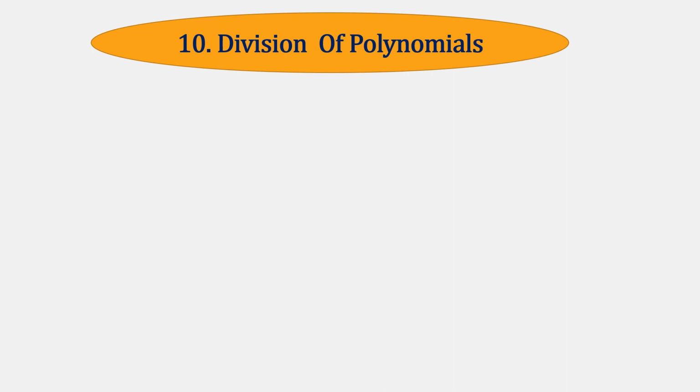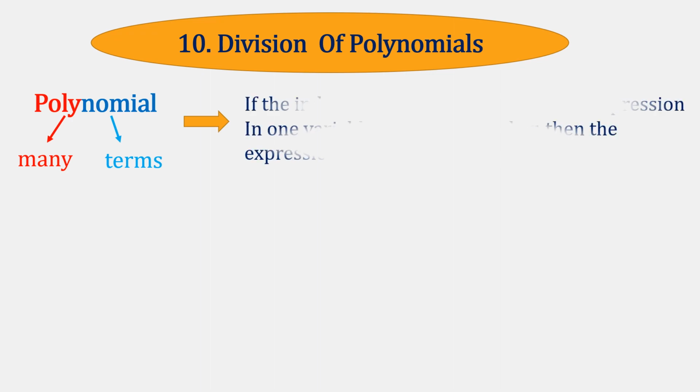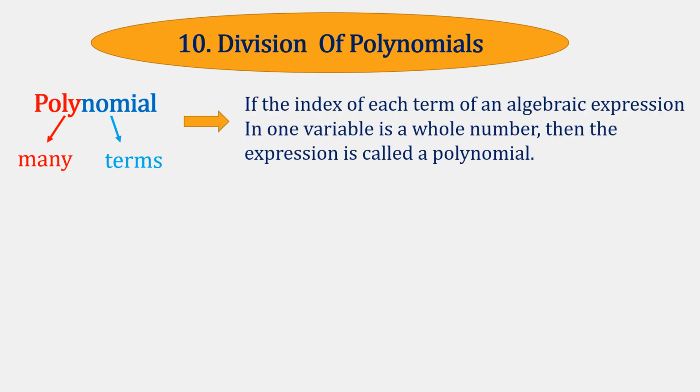Now division of polynomials. First let's see what is a polynomial. Now in polynomial, if you see, students, I have highlighted poly with red and nomial with blue. It consists of two words. Poly means many and nomial means terms. So the definition of a polynomial: if the index of each term of an algebraic expression in one variable is a whole number, then the expression is called a polynomial.